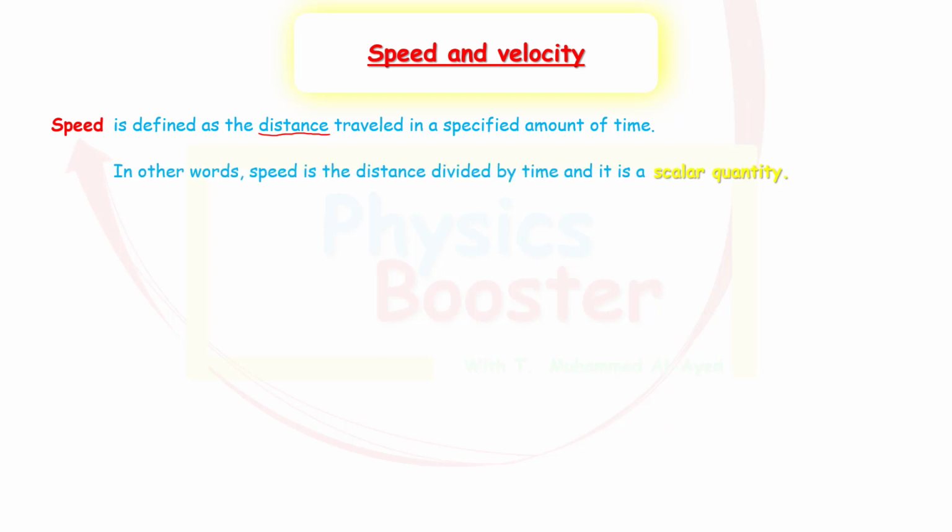Now, in other words, speed is the distance divided by time, and it is a scalar quantity because I already know that distance is a scalar quantity and time is a scalar quantity. So dividing a scalar quantity by a scalar quantity is going to give me a scalar quantity. And the equation is simply distance over time. So S for speed is distance over time. Okay?